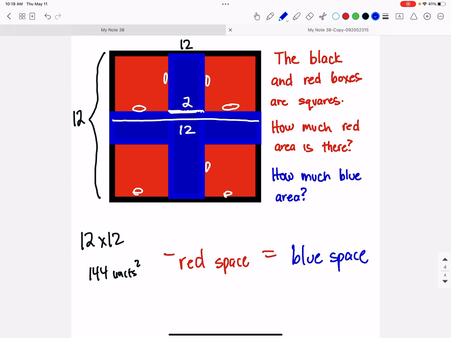So figure out how much red space there is, how much blue space there is. Good luck. Turn it in when you're done.